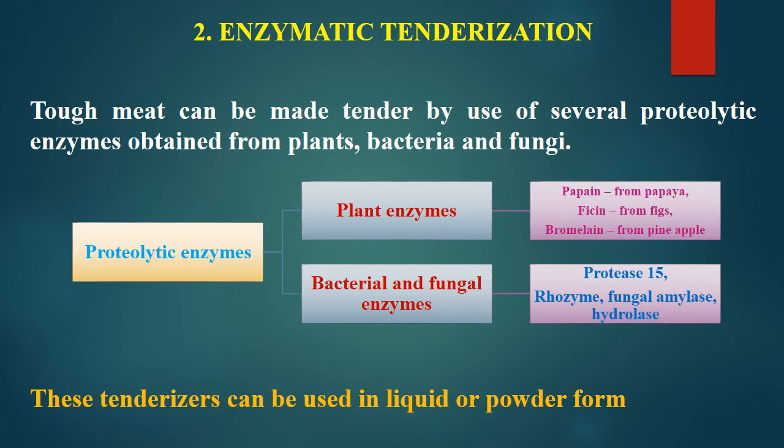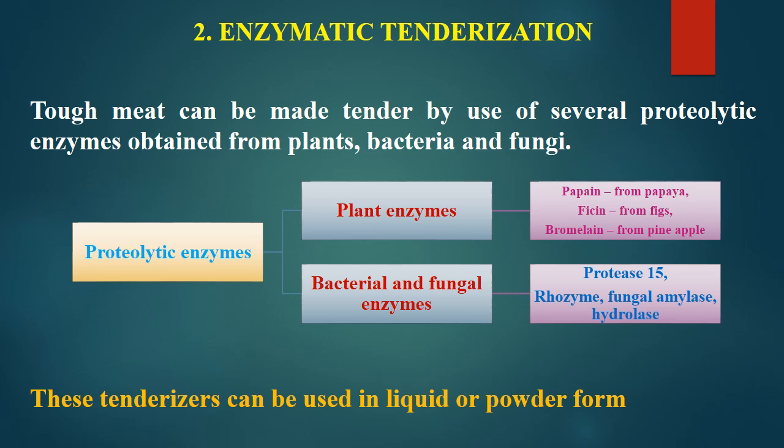Now the second method, enzymatic tenderization. We are going to discuss the tenderization by enzymes. Tough meat can be made tender by use of several proteolytic enzymes obtained from plants, bacteria and fungi. These proteolytic enzymes can break down the proteins either at the myofibrillar level or at the connective tissue.